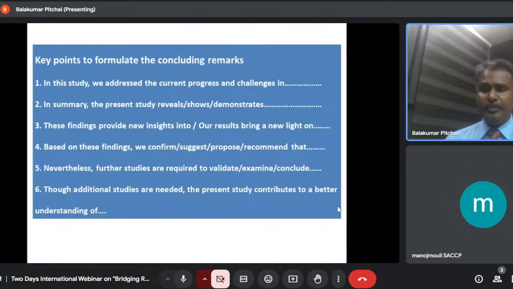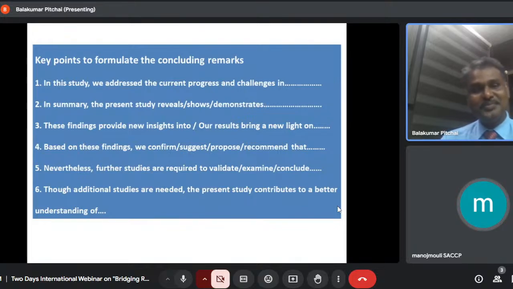This is what we have published in our recent book, The Quintessence of Basic and Clinical Research and Scientific Publishing. Dr. Jagadeesh might have shown or told you that it was published by Springer in September 2023, in which we have given 6 points to formulate the concluding remarks. The first point, you write, in this study we address the progresses and challenges. That is the most important thing.